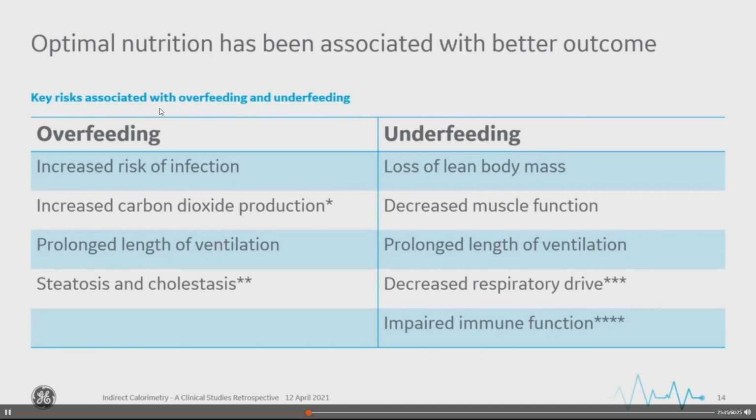Outcomes are driven by making sure that you can tailor or goal-direct nutritional status. Overfeeding is a problem. Overfeeding has been associated with increased risk of infections and carbon dioxide production, which can affect your ability to wean, and prolonged lengths of ventilation. Underfeeding, on the flip side, is going to result in the patient losing lean body mass. It's going to be more difficult for them to have their own strength and capabilities to, A, get extubated, B, gain muscle tone to recover and ambulate. So all of these things point to ensuring that you can optimize nutritional therapy to prevent the risks of underfeeding as well as overfeeding, which are both associated with increased length of stay and unwanted patient outcomes.